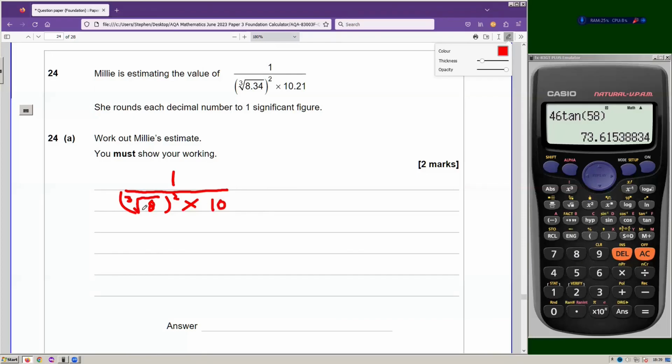Okay, well, I know the cube root of 8 is 2, and then if we square it, we're going to get 4. So it's going to be 1 over 4 times 10, which equals 1 over 40, which equals, what's 1 divided by 4 is 0.25, so it's going to be 0.025. I'll run it through the calculator to check.